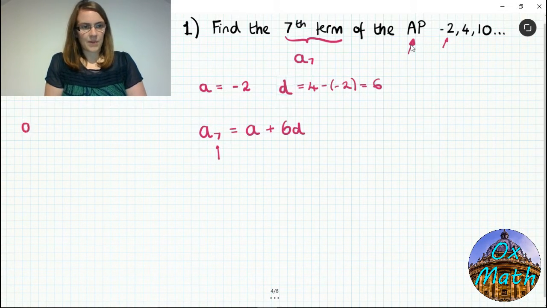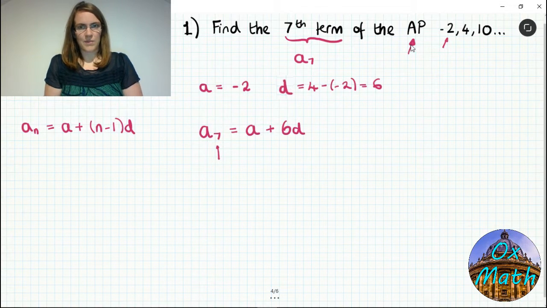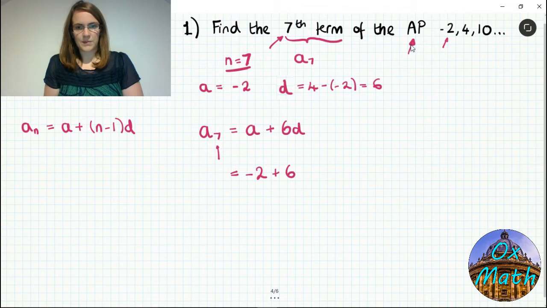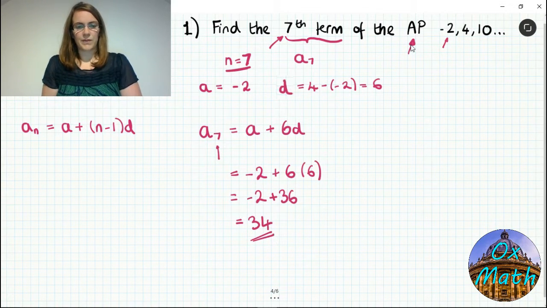If you can't remember that, remember our formula that we're using is our nth term is equal to a plus n minus 1 d, and n is our term number. So here, 7th term tells us that we are looking for the term in the 7th position, so n equals 7. So a7 is equal to a plus 6d, so a is minus 2 plus 6 times d, and d is 6. So minus 2 plus 36 is 34. So if we were to continue this sequence up to the 7th term, we would find that the term in the 7th position would be equal to 34.